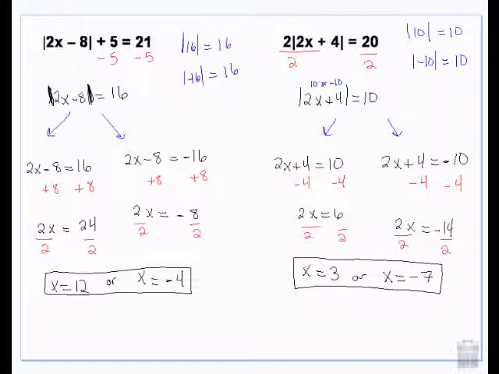Yeah? Why did you divide it by 2 on both sides? Here, because it's 2 times x. So I need to know what 1x is. I have to divide both sides by 2. Oh, up here. Yeah, I can't distribute into the absolute value. You can't ever go in to absolute value. You can only come out.